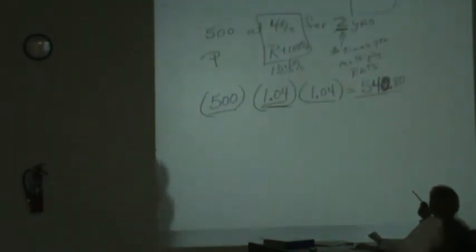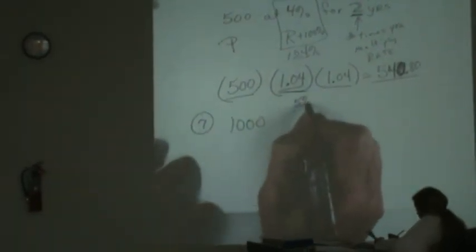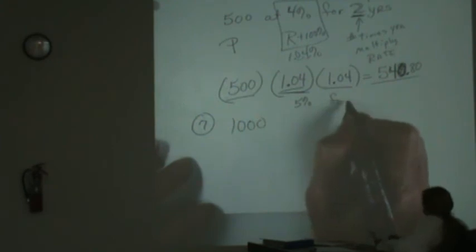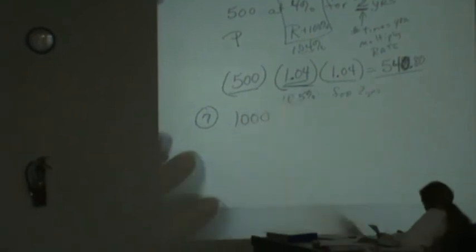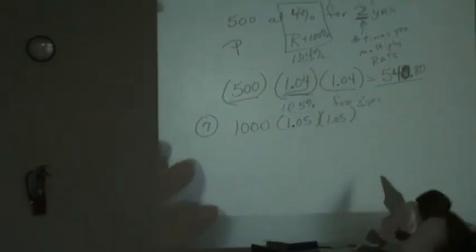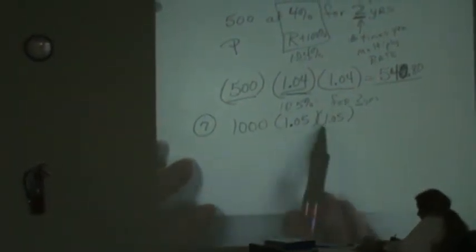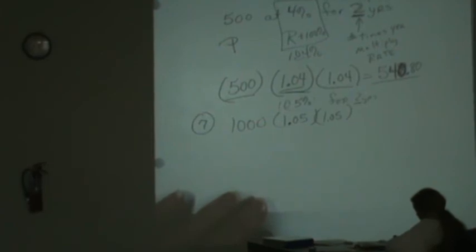Okay, let's try number 7. It's in the back. You guys can even check it. $1,000 at 5% for 2 years. Okay, 5%, we're going to turn that to 105, right? What is that as a decimal? 1.05. How many times? 2 times. Can we just put times 2 there? Nope, times 2 won't work. Multiplying by 1.05 is not the same as multiplying by 2. Okay, so multiply this times this times this.